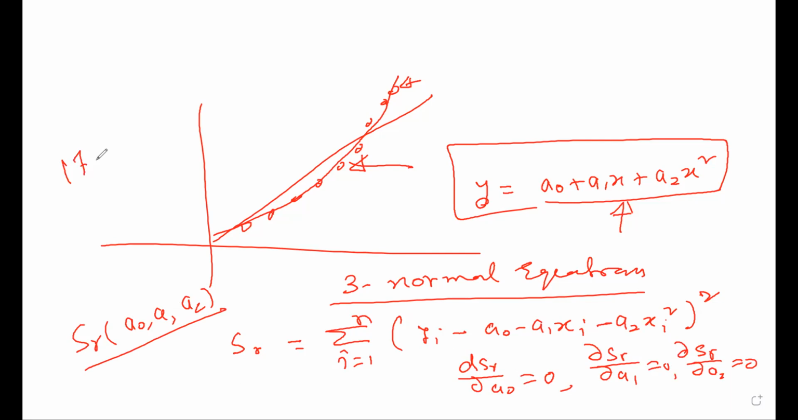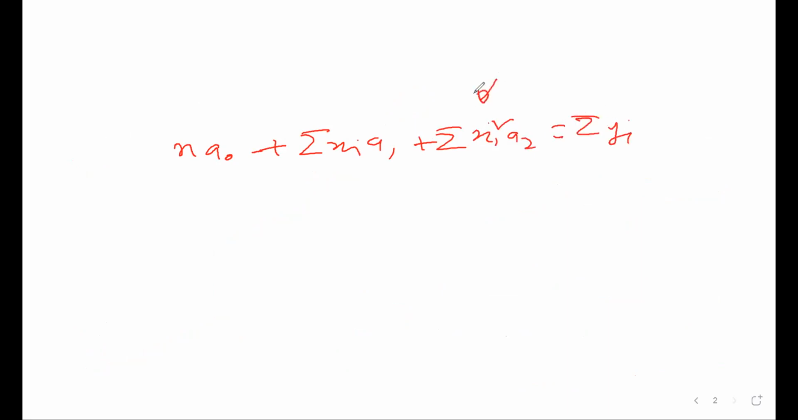You look at equation 1.79. Then you will find a very general form of this equation. Then you can just use this equation even for your higher order of polynomial. It would be equal to n a0 plus sum of xi a1 plus sum of xi square a2 is equal to sum of y. In the earlier case, this term was not there.